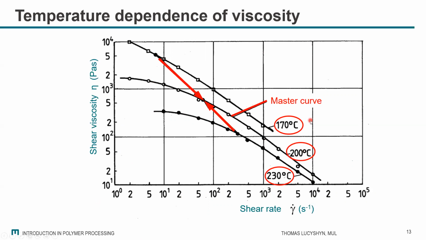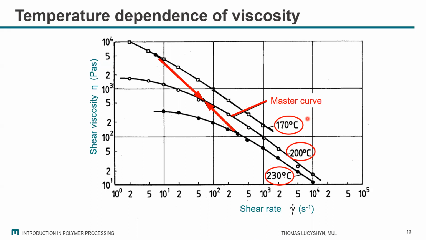So we have measured this material at 3 temperatures, 170 degrees, 200 and 230. And that's also quite logical. With increasing temperature, the viscosity goes down. It's like honey. If you put it into the fridge, at low temperature, it becomes very stiff and viscous. If you heat honey on the oven, it becomes very liquid.